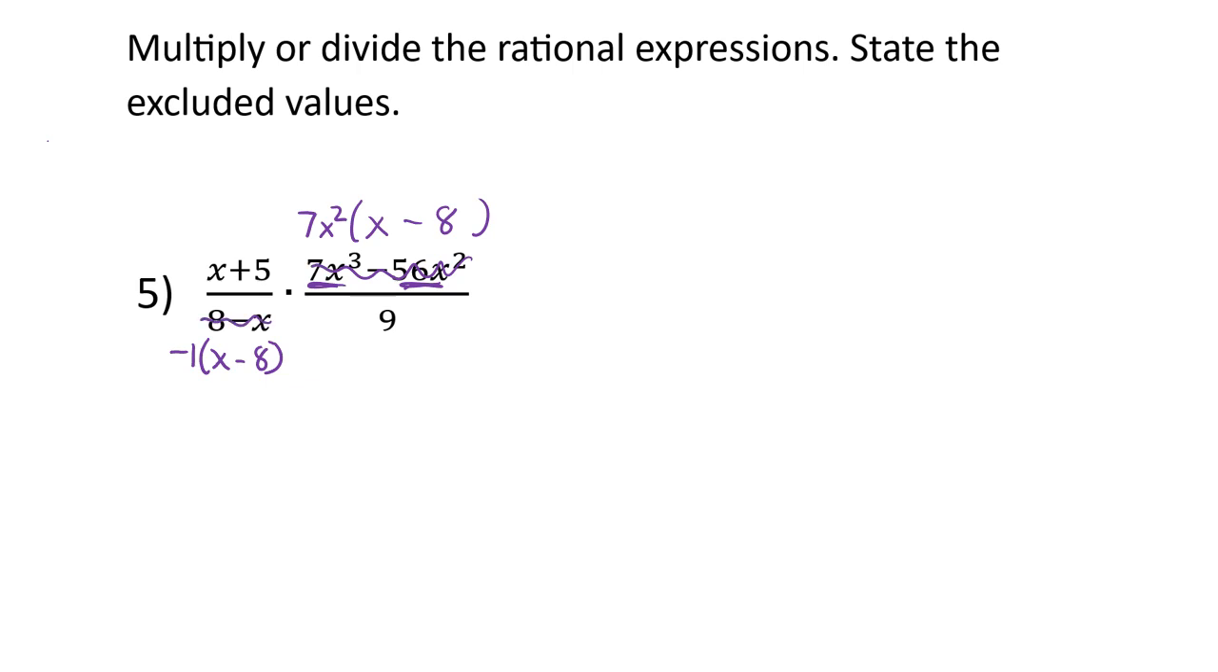we can start stating our excluded values. So once again, they come from the denominator. We look to the x's. We have x minus 8, which means the excluded value would be positive 8. And that's it. Those are all the excluded values. So now we can start simplifying.